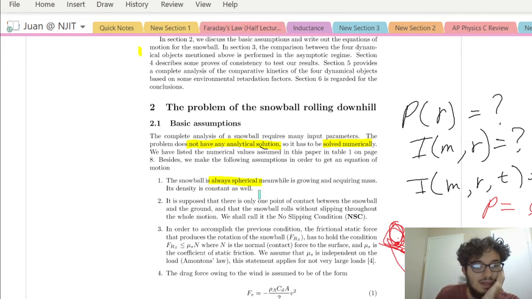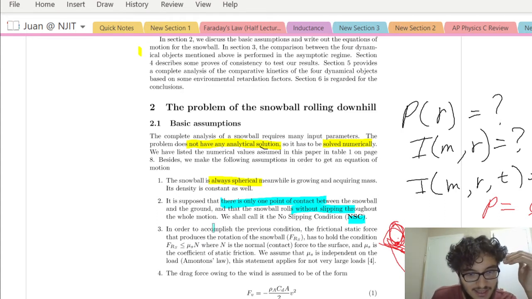I guess it's a pretty understandable assumption. And then the second assumption is that there is only 1 point of contact between the snowball and the ground, and the snowball rolls without slipping throughout the whole motion. So no slipping. Another assumption, no slipping. And they gave the condition a name, no slipping condition, NSC.